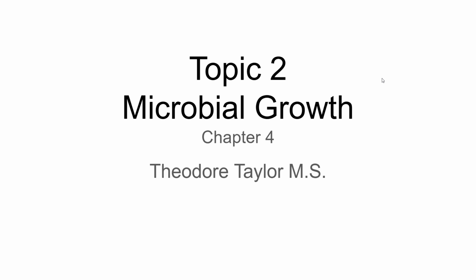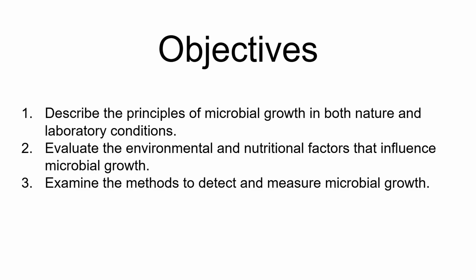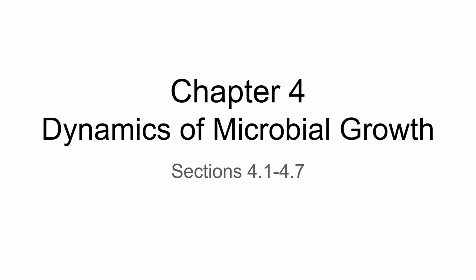We'll be talking about microbial growth. This is going to be chapter 4 in your textbook. Today's objectives are to describe the principles of microbial growth, both in nature and in laboratory conditions. We're going to be evaluating the environmental and nutritional factors that influence microbial growth, and we're going to examine the methods to detect and measure microbial growth.